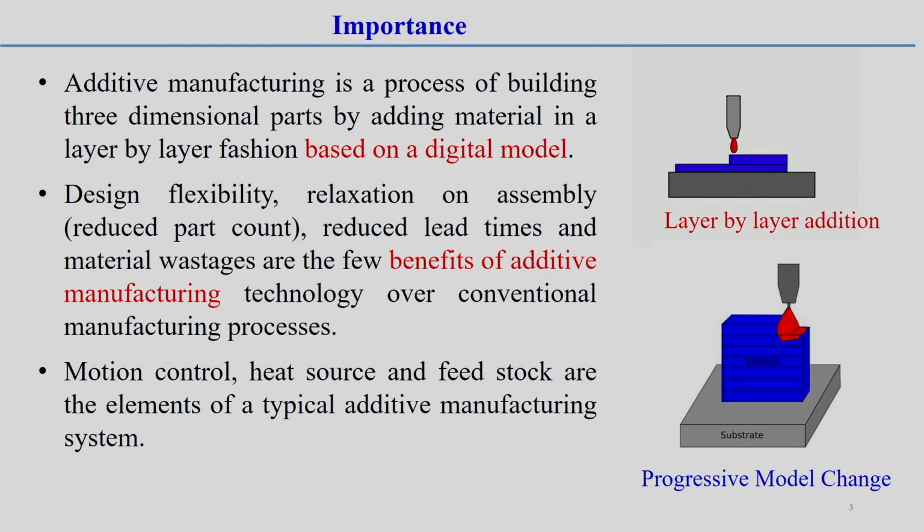It can even reduce lead times, because otherwise we have to synchronize all these different manufacturing processes or different components that are finally assembled into a single component. In that sense it reduces lead time and wastage of material, because additive manufacturing is a layer by layer deposition process. It completely eliminates the subtractive manufacturing process, so the wastage of material can be minimized. These are the typical benefits we normally get from the additive manufacturing process.